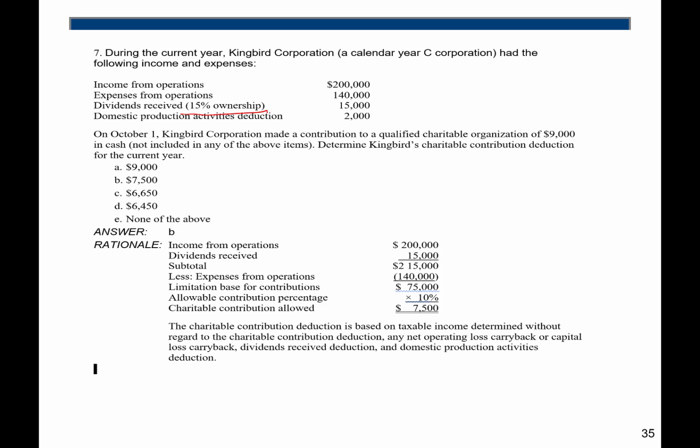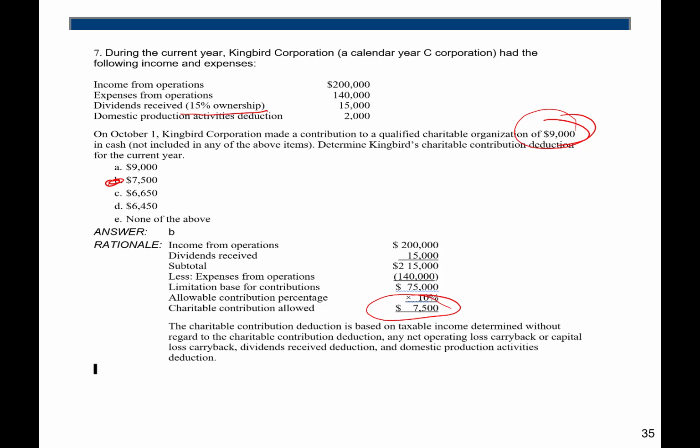Now they had what? 9,000 of deductions, but they are limited to this 7,500, aren't they? And so B is the correct answer. Now, the other thing that gets confusing here, and this happens, you see the domestic production activities deduction? That deduction, we've already taken those expenses out as operating expenses, and so we would not have to add that one back. That's already going to be included in our expense for operations, so we don't have to add that back.